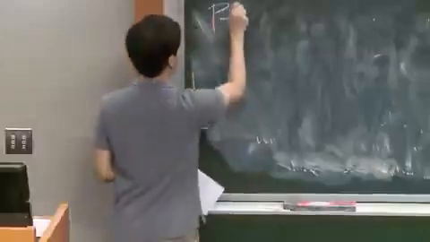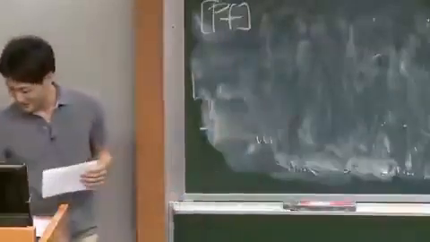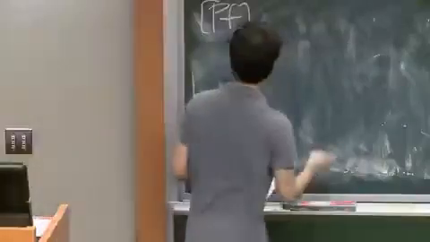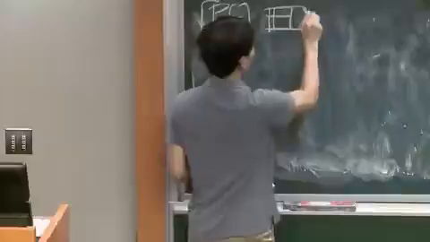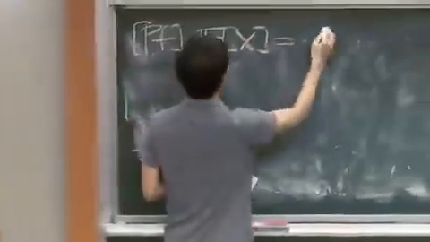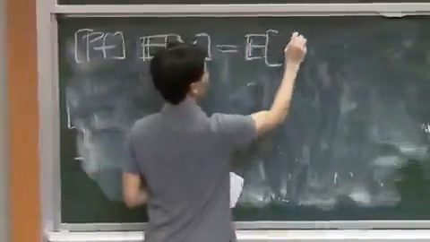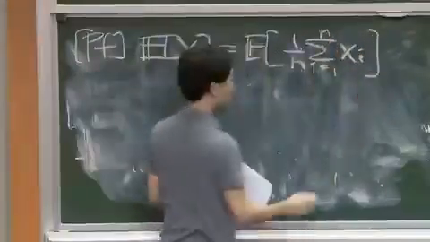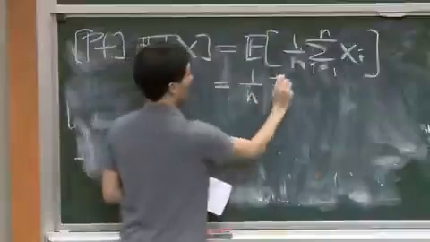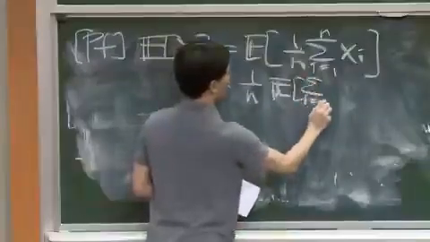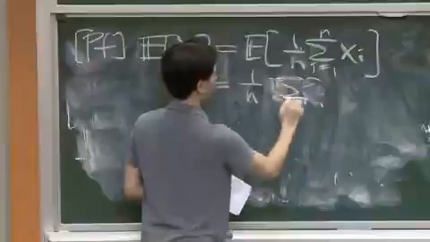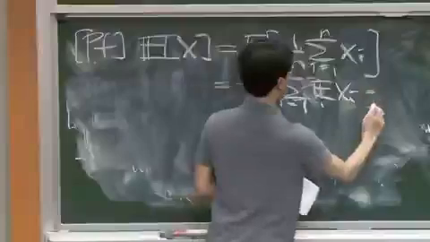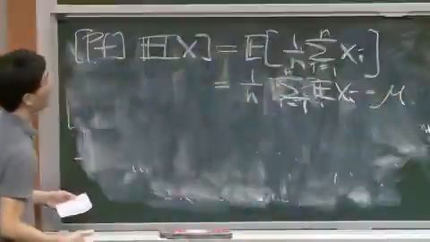Anyway, let's prove the law of large numbers. How do you prove it? The proof is quite easy. First of all, one observation. The expectation of x bar is the expectation of 1 over n times the sum of the xi's. And by linearity, that just becomes the sum out, and that's mu. Okay, so that's good.